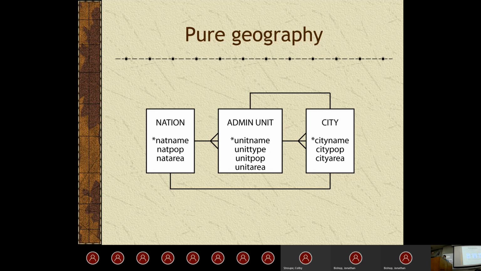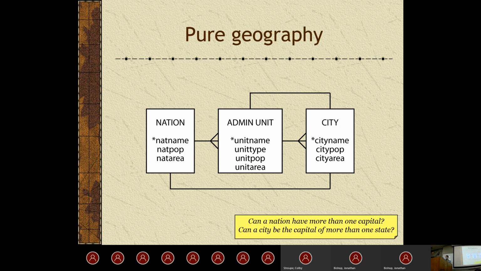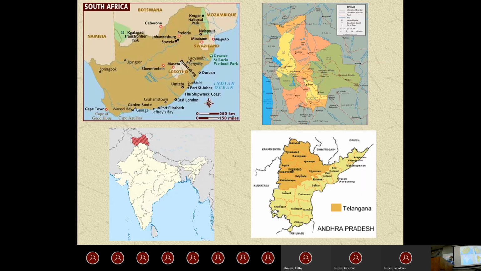Yeah, so certainly there could be a lot of problems. This is a pretty ambiguous model. So let's see what they say about it. Can a nation have more than one capital? Certainly, there are some nations that do. Can a city be a capital in more than one state? I have no idea. Let's see what they say.